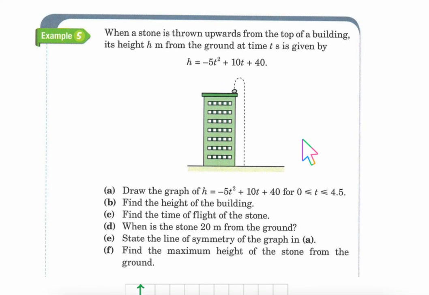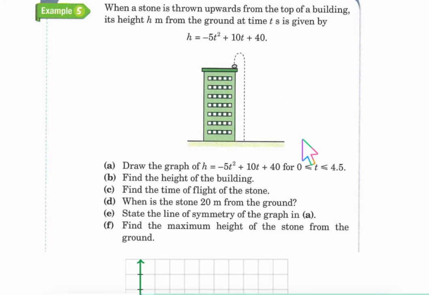All right, so let's go ahead then and look at an example from the book. Here's example 5. When a stone is thrown upwards from the top of a building, notice how the stone makes the shape of a parabola. Its height h meters from the ground at time t seconds is given by h equals negative 5t squared plus 10t plus 40. And this quadratic equation is used a lot of times in physics, which is a science where they're looking at objects in motion. So if you're into engineering, you're going to see this equation so much in the future.